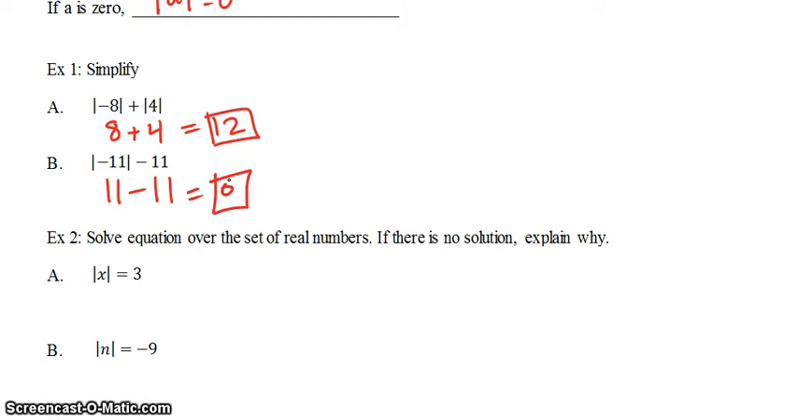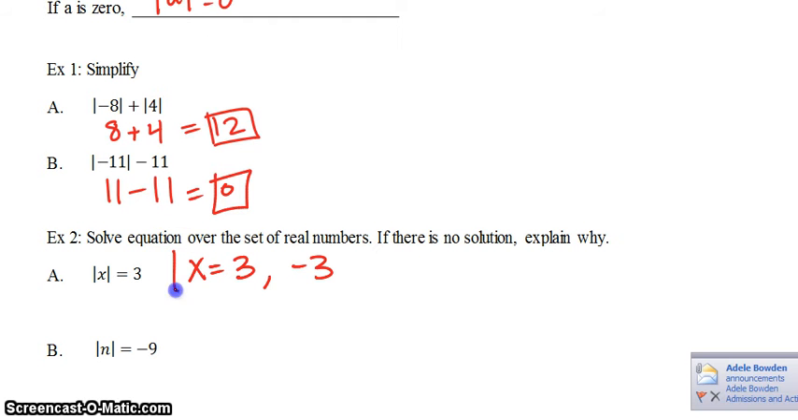And now it says, solve the equation over the set of real numbers. If there's no solution, explain why. So it says, basically, find any number that makes it true when I plug in for x. Well, I know that if x equals 3, the absolute value of 3 is 3, so that works. But I also know that if x equals negative 3, the absolute value of negative 3 is 3. So you actually have 2 answers for that.